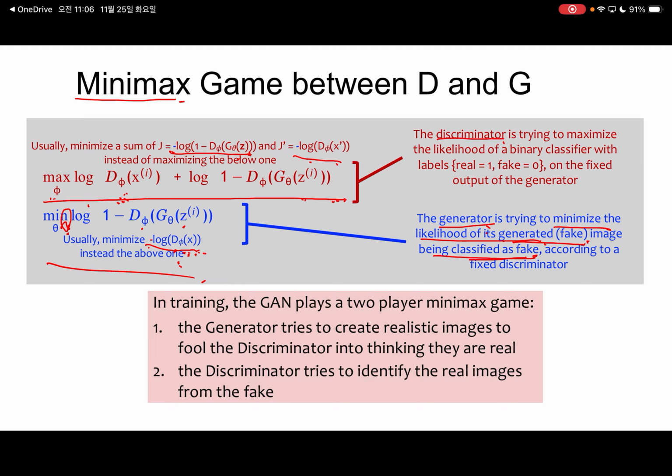So in training, GAN plays a two-player minimax game. The generator tries to create realistic images to fool the discriminator into thinking they are real, and the discriminator tries to identify the real images from the fake. So that is minimax adversarial training in GAN.